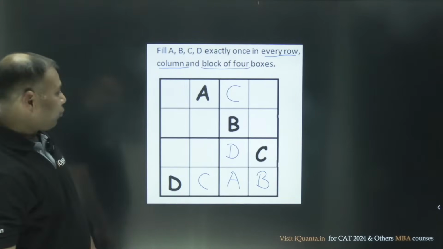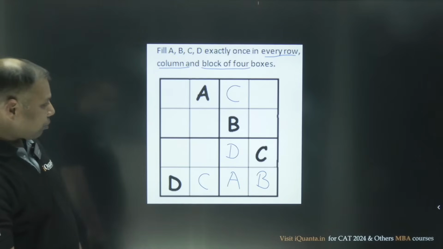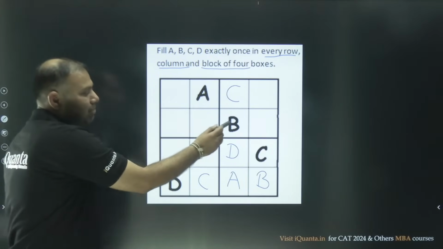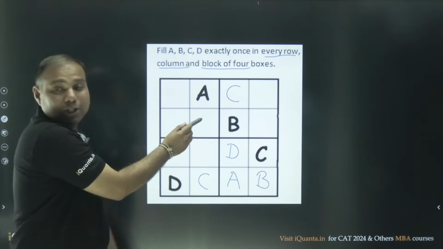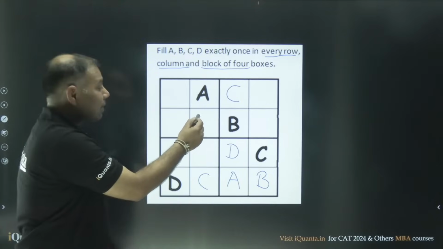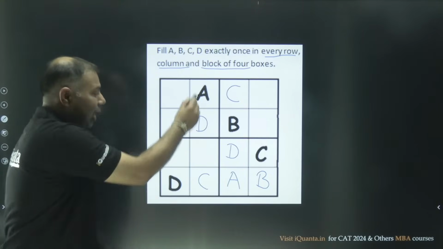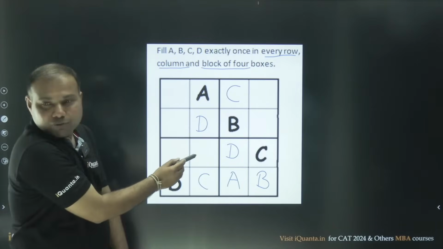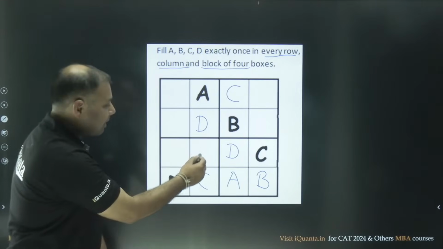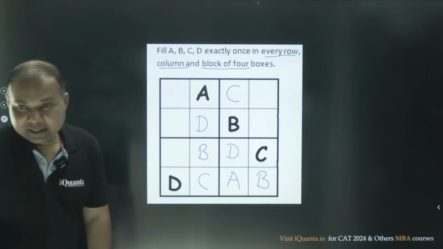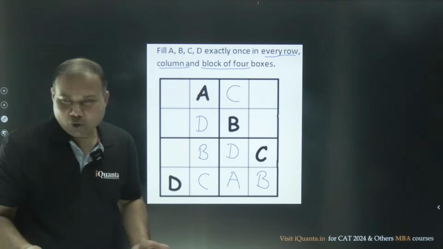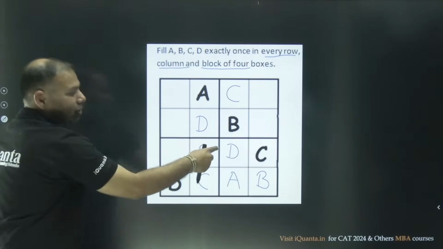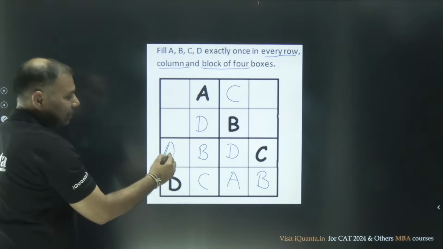Wonderful. Let's move further fast. Which box can I fill now? Let me ask you about this one. So A can't come here, B can't come here, C can't come here. So what will come in this place? It must be D, right? Now in this column, A, C, D are already there. So what will come in this one? It must be B, isn't it? Now it's very fast. I can't stop myself. Now in this row, B, C, and D are already there. So it must be A, right?